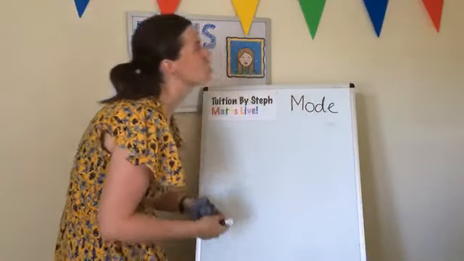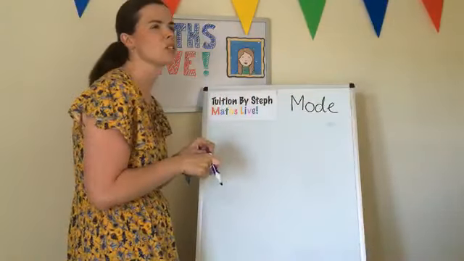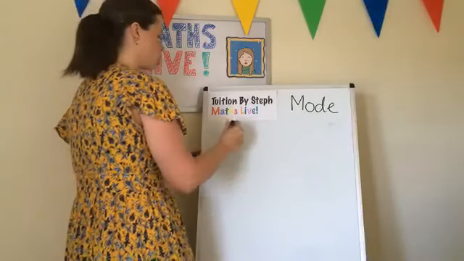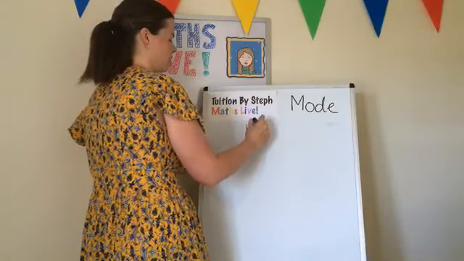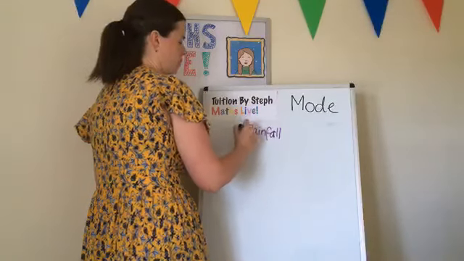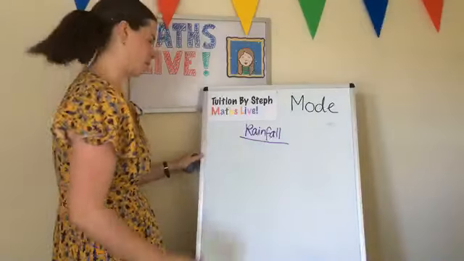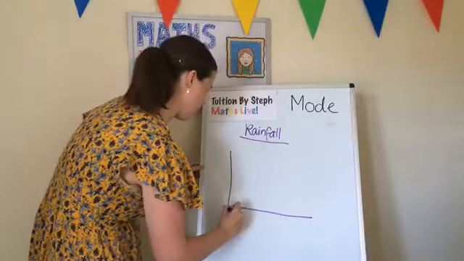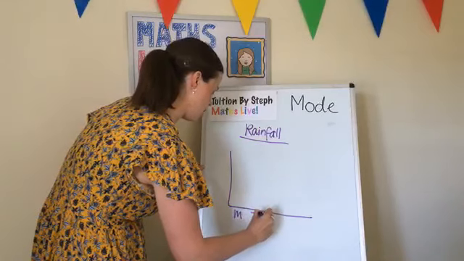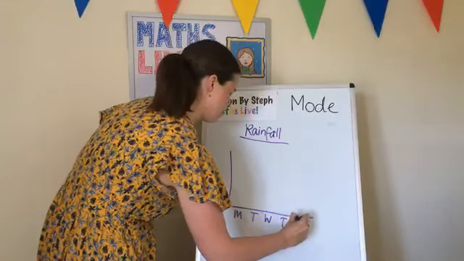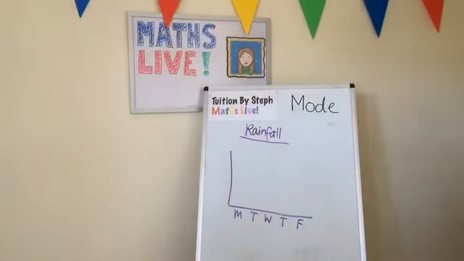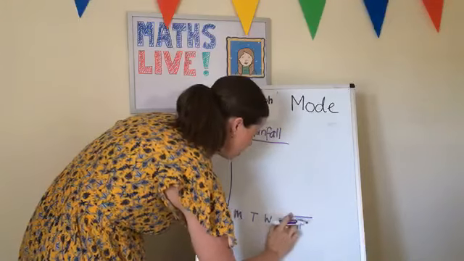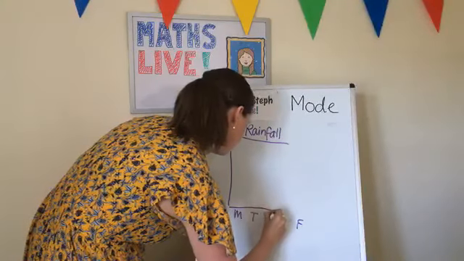Right, let's think of another question. It's difficult thinking up these questions about data. Let me think. I'm going to do rainfall because it hasn't rained in ages, has it? Okay, rainfall, and I'm going to do a graph. So I'm going to have Monday, Tuesday, Wednesday, Thursday, Friday. I'm just going to check that you can see that. Yes, you can. It's not very straight though, is it? That's probably better.